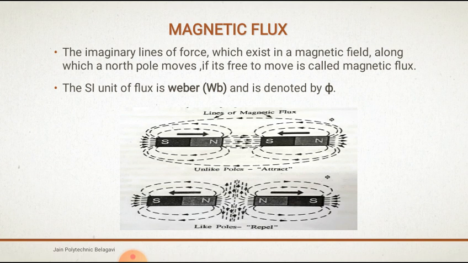Here in this diagram, in the first diagram we can see unlike poles attract. Means if two unlike poles are there, then they will attract each other. If two like poles are close to each other, then they will get repelled.